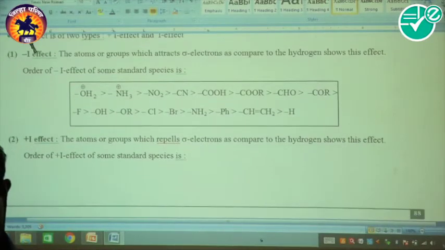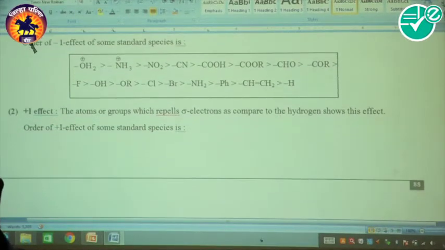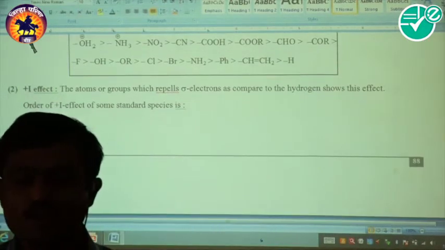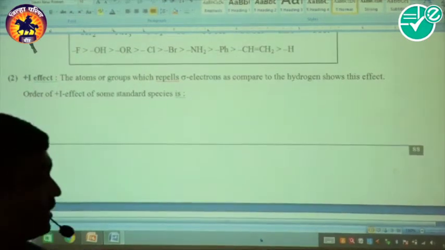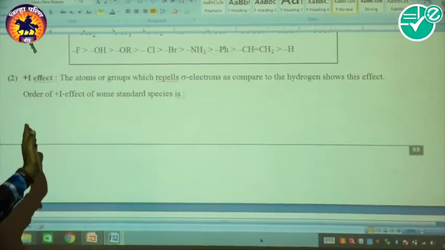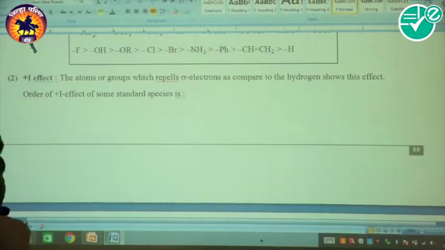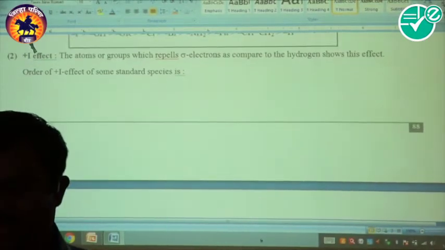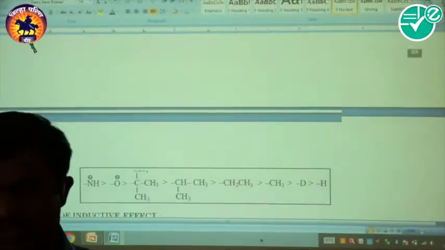Now the positive inductive effect, consider that here the species having less electronegativity repel the electron density, or give away the electron density. Such type of effect is called the positive inductive effect. So look at here the order of that positive inductive effect. I give the idea about that.